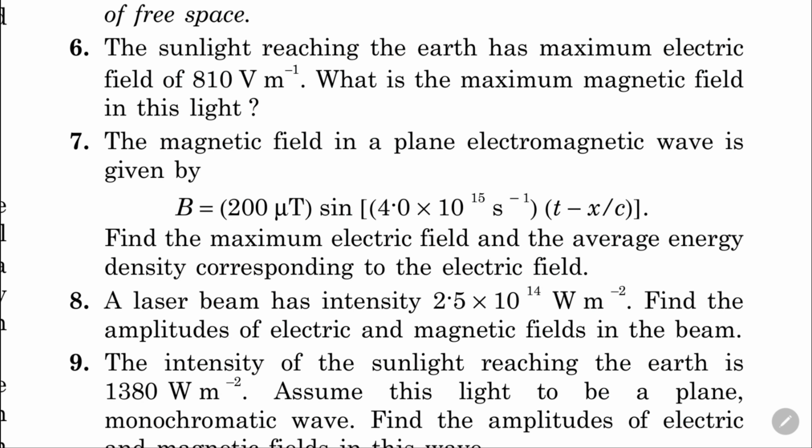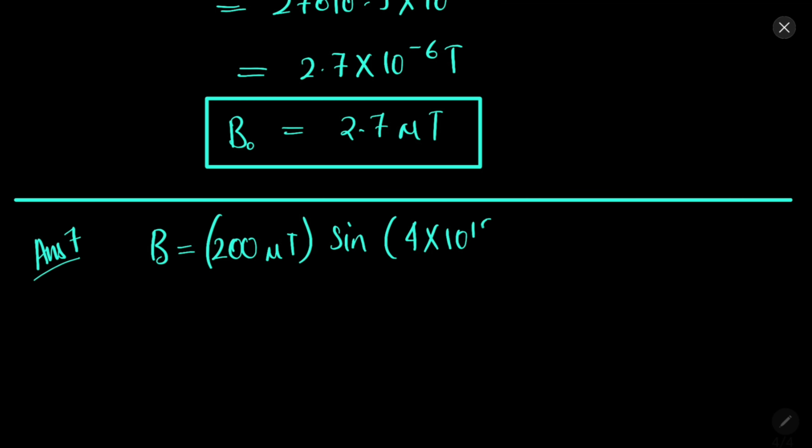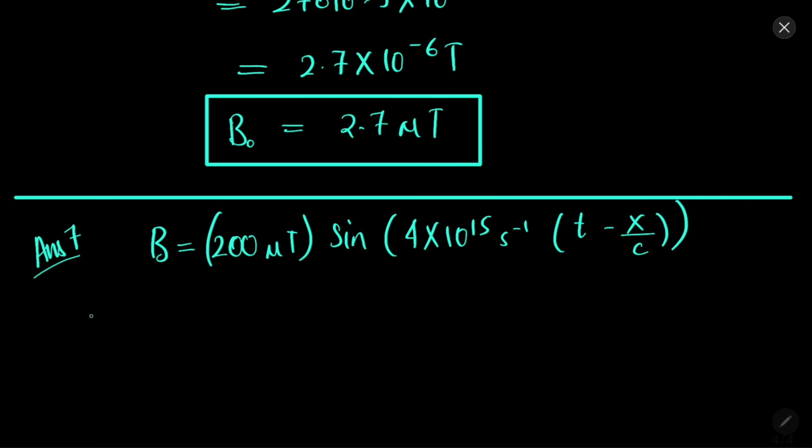In question 7, the magnetic field in a plane EM wave is given. We need to find the maximum electric field and the average energy density corresponding to this electric field. So this is the 7th one. B is 200 micro Tesla, this is B naught actually, sine of 4 into 10 to the power 15 per second, this is omega, times t minus x over c. So in part A, B naught obviously is 200 micro Tesla, the amplitude or maximum value.